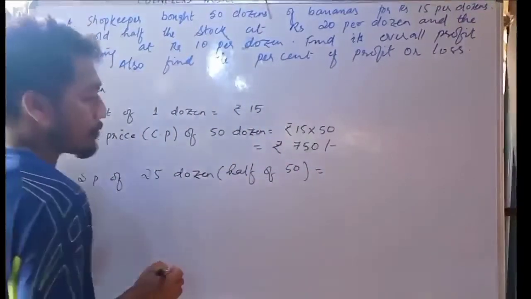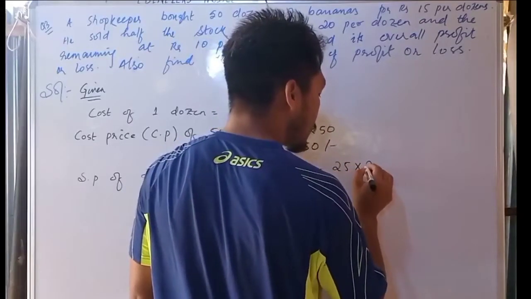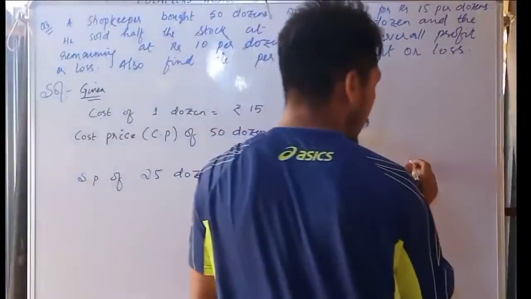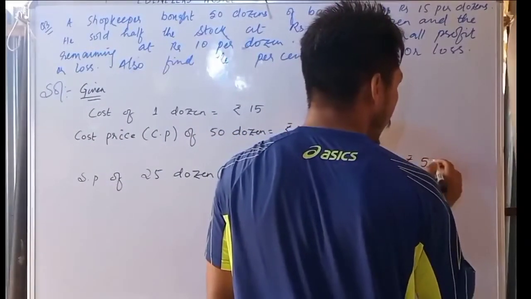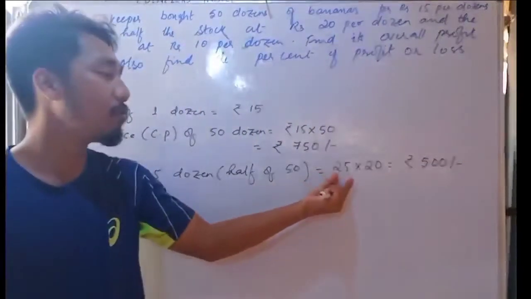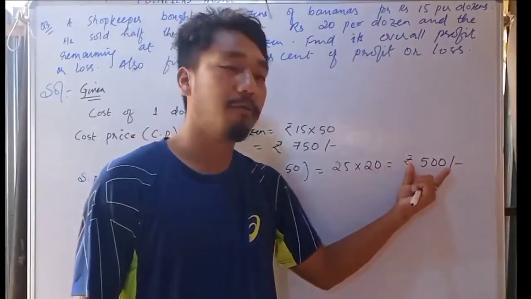SP, the selling price of 25 dozen, is equal to 25 into how much? For how many rupees did you sell? For 20 rupees you sold. So multiply this one, and your answer is 500. So for the first 25 dozen he got 500 rupees.